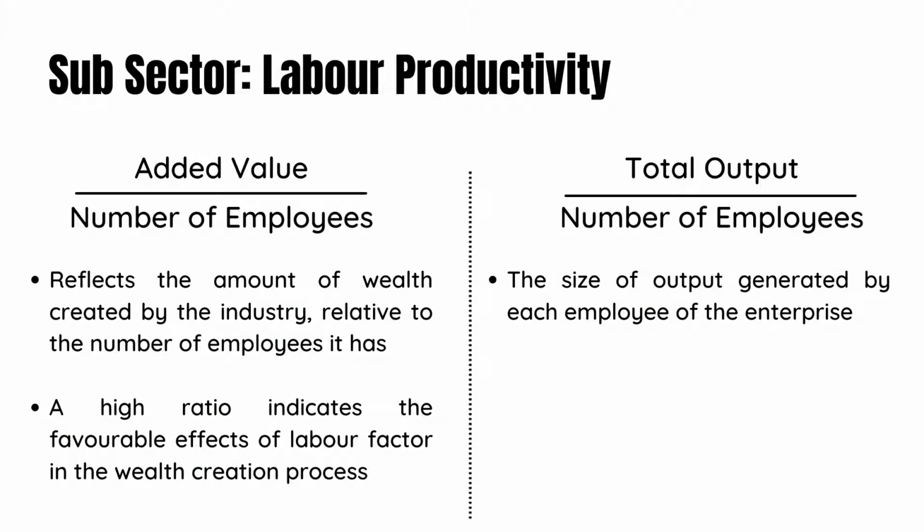At the subsector level, it analyzes the manufacturing and services subsectors. There are three types of measures: labor productivity, labor competitiveness, and capital productivity. Under labor productivity, the formula is added value over number of employees. It reflects the amount of wealth created by the industry relative to the number of employees it has. A high ratio indicates the favorable effects of the labor factor in the wealth creation process. The second formula is total output over number of employees, the size of output generated by each employee of the enterprise.